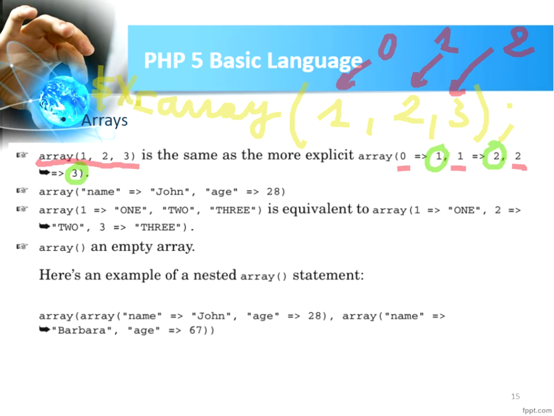Okay, after that I can also create an array with another type of index. For example, I can write array('name' => 'John', 'age' => 28). So here name and age are the indexes, and John is the value of name. 28 is the value of age.